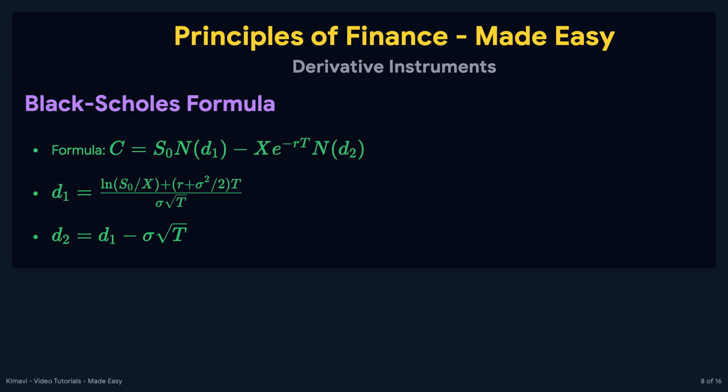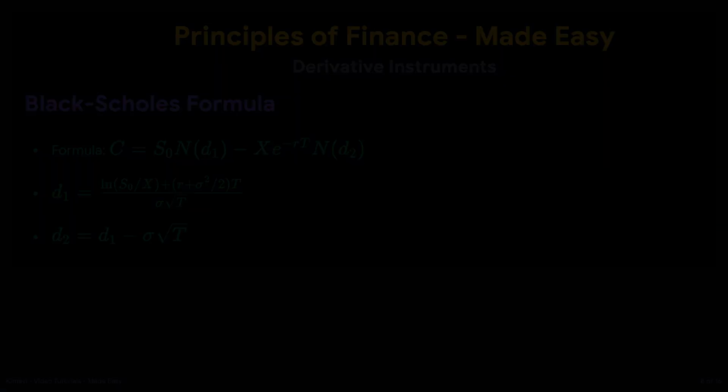The Black-Scholes formula for a call option is given by C equals S0 times N(d1) minus X times e to the power of negative rT times N(d2). Here, d1 is calculated as the natural logarithm of S0 divided by X, plus r plus sigma squared divided by 2, all multiplied by T, divided by sigma times the square root of T. And d2 is simply d1 minus sigma times the square root of T.